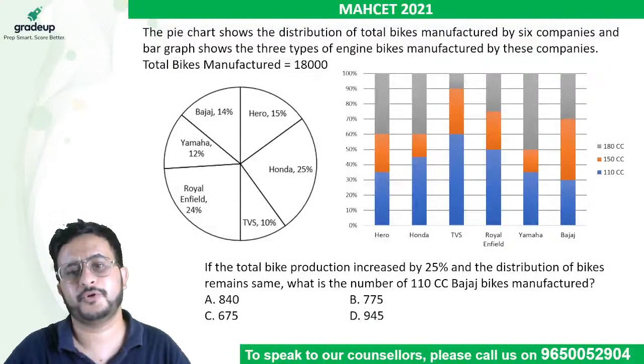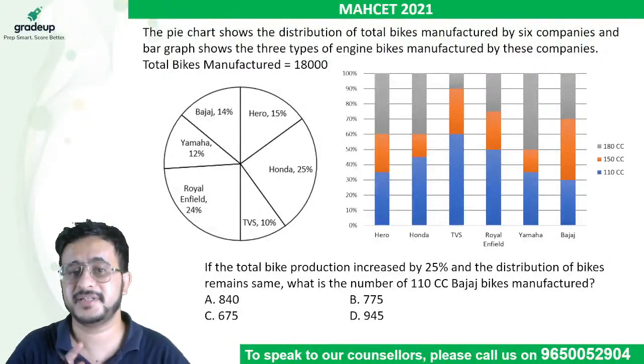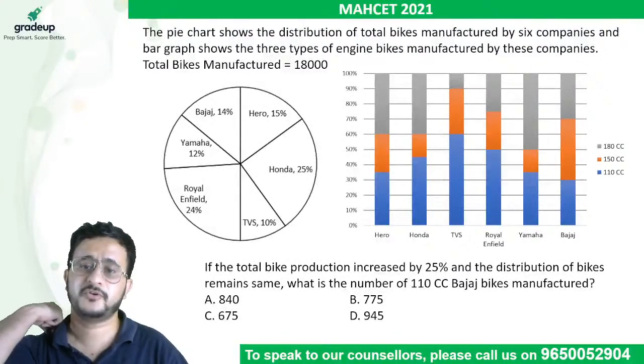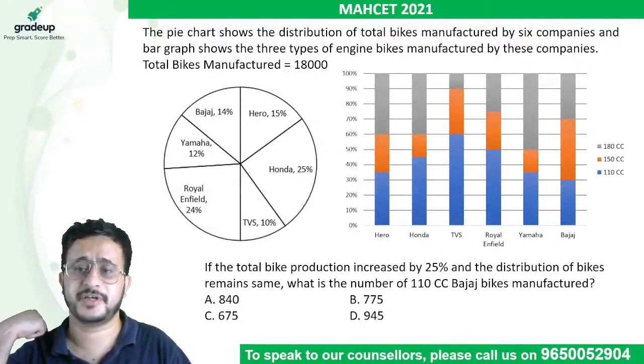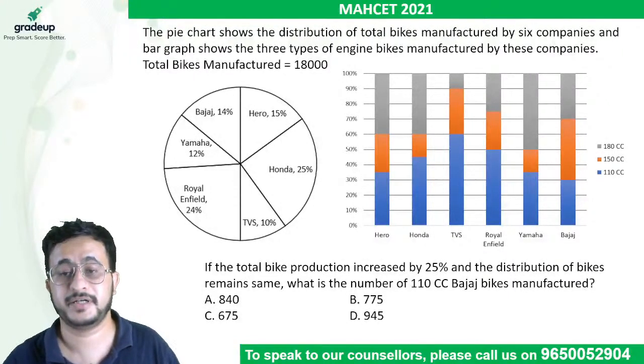If the total bike production increased by 25% and the distribution of bikes remains same, what is the number of 110cc Bajaj bikes manufactured?